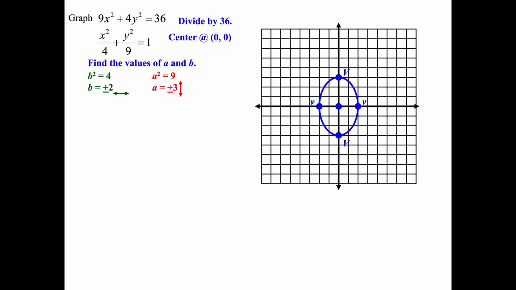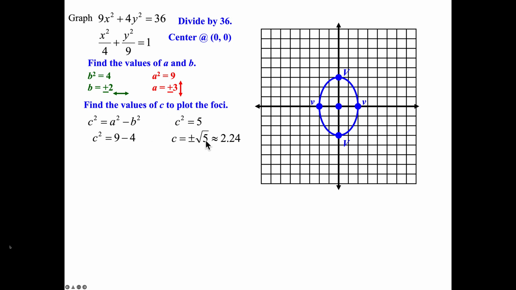Again, we still want to plot our foci, so we'll get our Pythagorean theorem with the minus sign. 9's the a squared, minus 4 the b squared. 9 minus 4 is going to be 5. Square root of 5, well, we really can't take that. It's irrational, so positive or negative square root of 5 is going to be really close to 2.24. So we'll plot those points somewhere in the ballpark there and label them as capital F.